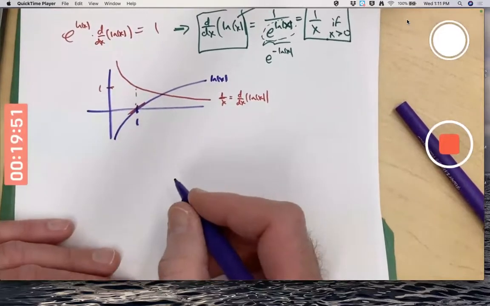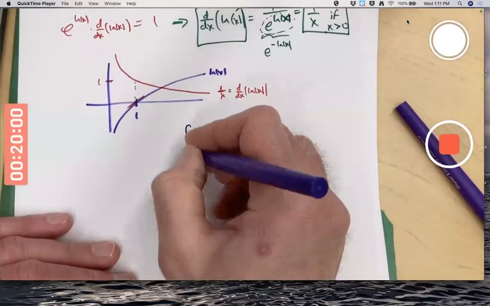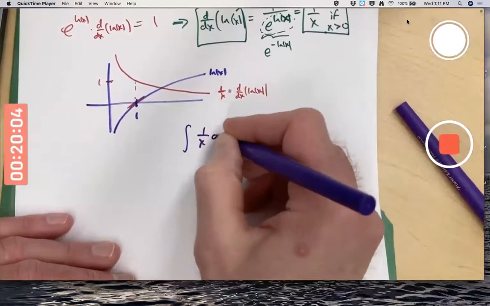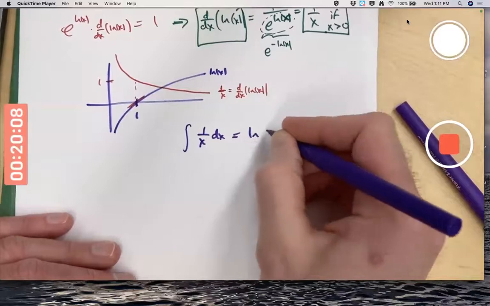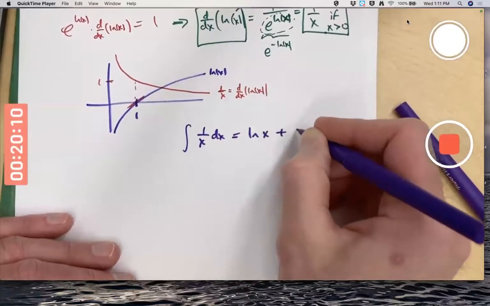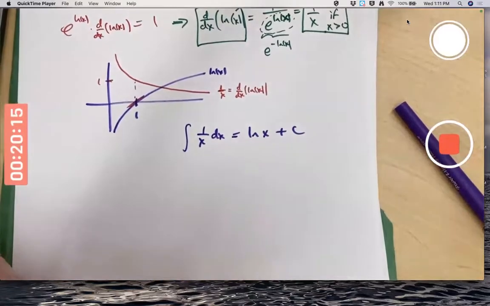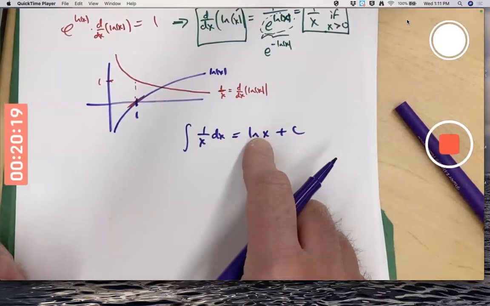By the way, I don't want you to forget about antiderivatives, indefinite integrals. The indefinite integral of 1 over x, at least when x is positive, is the natural log of x plus c. Actually, this is true when x is negative as well, as long as you put absolute value signs around the x. Why?